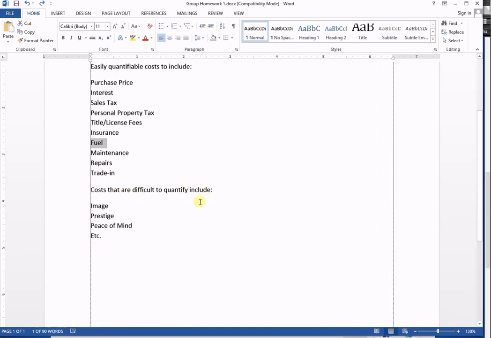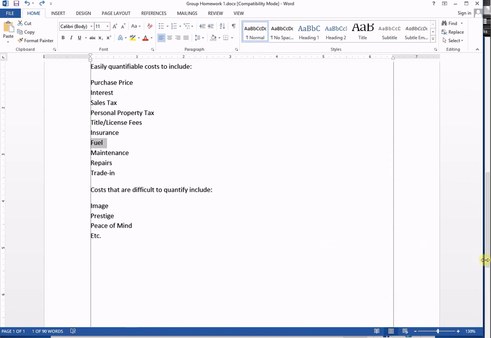For the costs that are difficult to quantify, just think about it as a group or by yourself. What would be one way that you could quantify those? It could be ranking, it could be assigning a benefit to those, but make sure you include some mention of that in your decision.